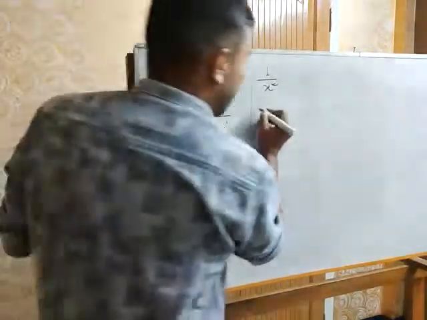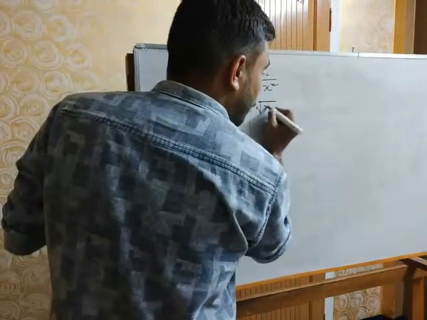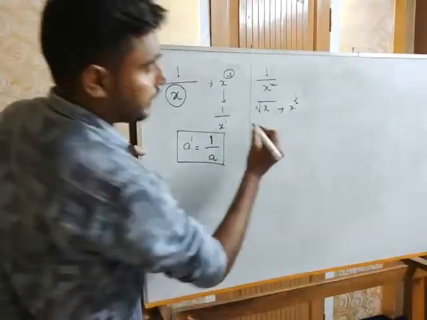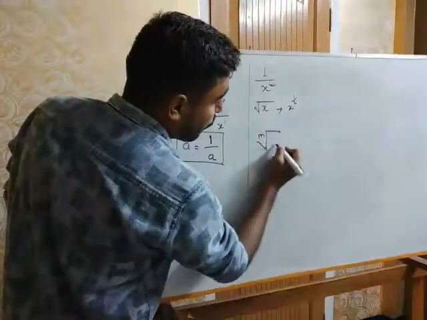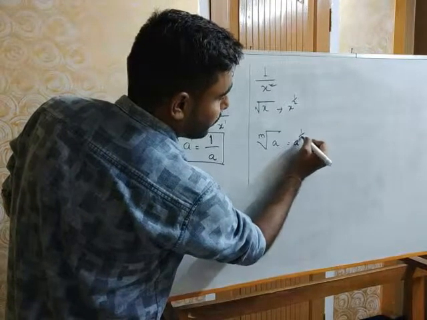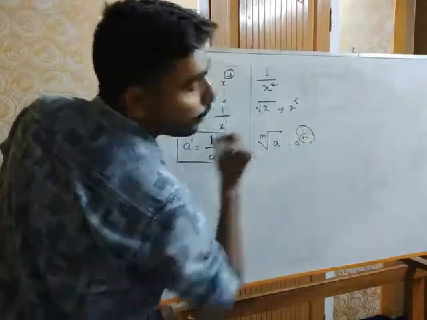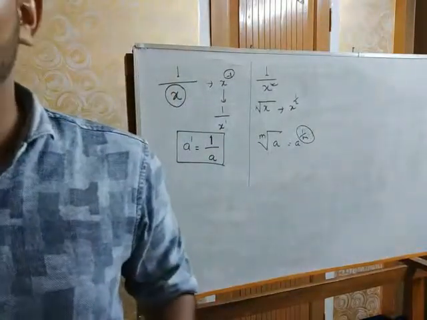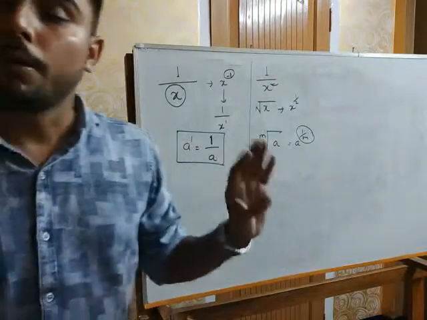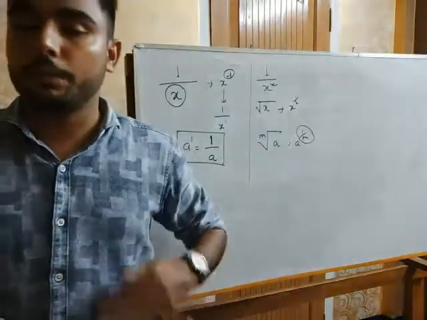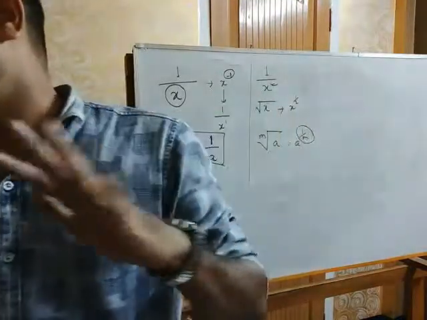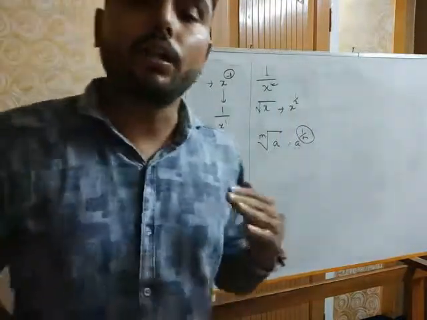Or if a root is applied on the variable, what does the root mean? Power 1 by 2. I told you in the last class, I showed the property: nth root of a means a to the power 1 by n. This is not a whole number. This is a fraction, and we all know fractions are not whole numbers. So for a polynomial, the power should always be a whole number: 0, 1, 2, 3, 4, 5, 6, 7, 8, 9, 10, and it will keep on going.